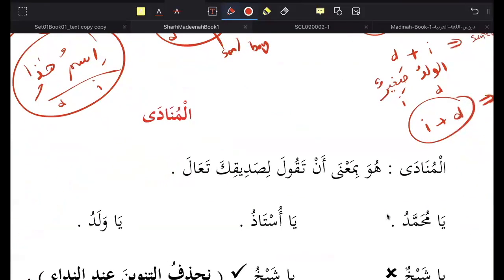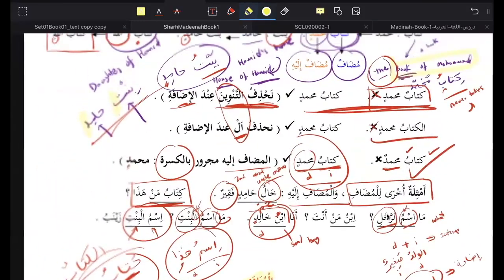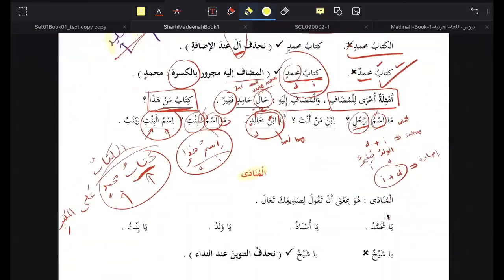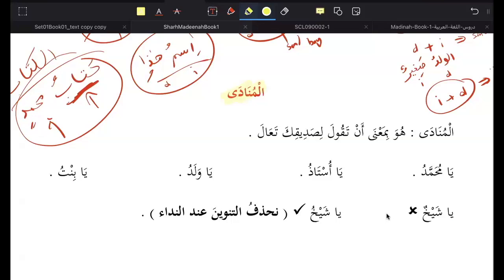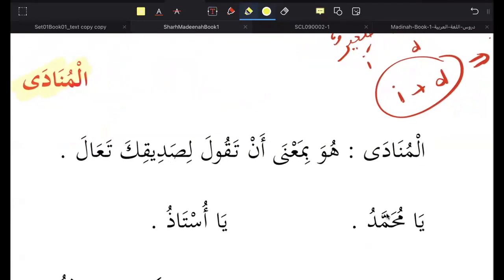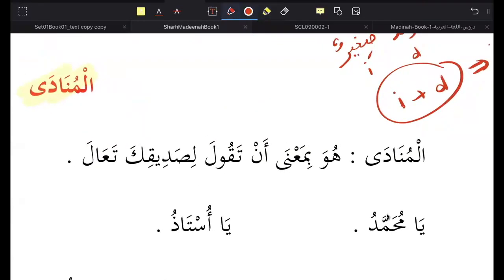So we'll explain, inshallah. So the main focus in this chapter was what? Idafa. But then in almost every chapter, he will introduce another side topic, something that you also have to pay attention to. So in this chapter, we have munada. It's one of the complex subjects. But of course, at this stage, he's not going to explain everything. He's just going to give you a little bit of this concept. So what is munada? He says al munada huwa bi ma'na an taqula li sadiqika ta'ala.